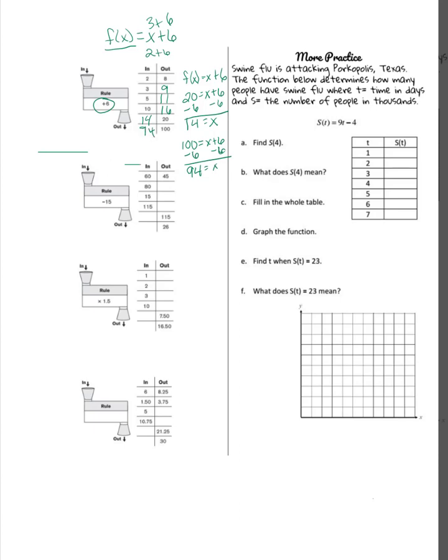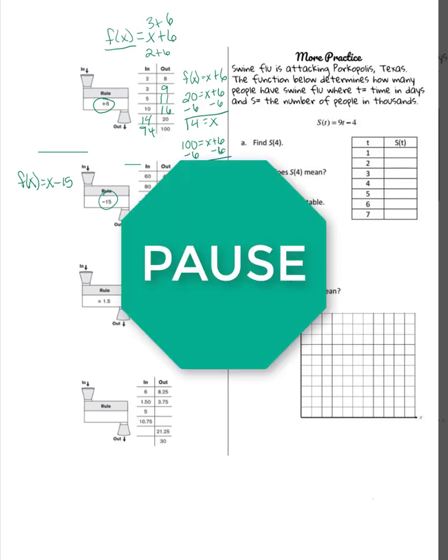So I want you to press pause now and try table number 2. The rule is f of x equals x minus 15. So remember what that means is you're taking your x and you're subtracting 15. So use that rule to find your missing outputs and your missing inputs. Press pause now.